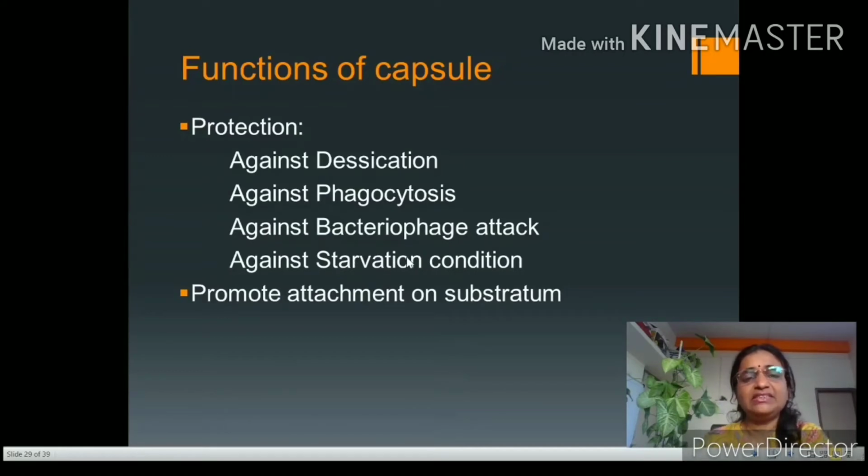When cells are in the stationary phase, the cell has to face drought or starvation conditions. In that case, fewer nutrients are available in the environment. In such starvation conditions, capsular polysaccharide and polypeptides can be used by the cell as an energy source. That is how the capsule protects the cell against starvation, by supplying its polysaccharides as energy.